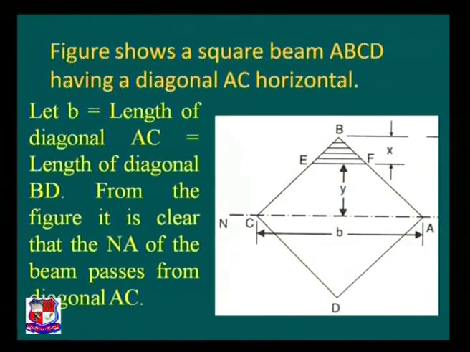The figure clearly shows a square section, but it is placed in such a way that one diagonal is horizontal. Let the diagonal be named AC, which is horizontal, and the length of that diagonal is small b. So it is very much clear that the neutral axis of the beam passes through this diagonal AC.